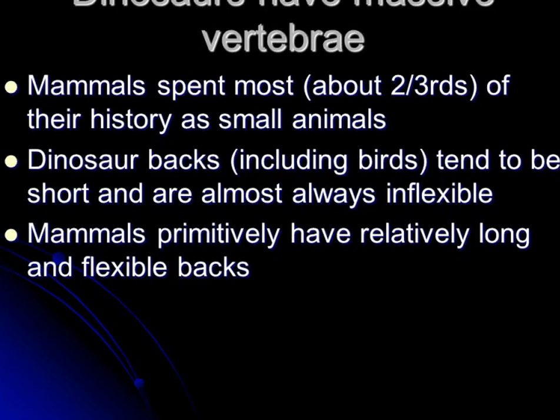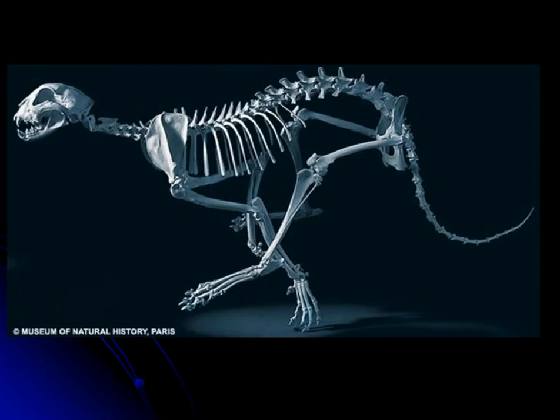So in short, here's a quick summary of that. Mammals spent most of their history being small. Dinosaur backs tend to be shorter relative to mammals and are almost always relatively inflexible. And mammals who have primitively flexible backs have to undo it if they want to get big. Now, flexible backs aren't inherently bad. You can do some really neat things with them.